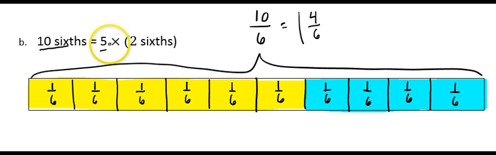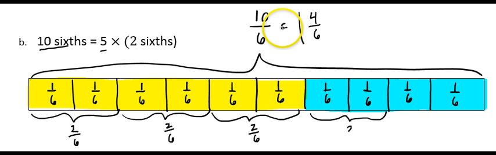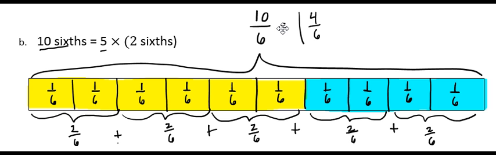Now I'm going to show 5 groups of 2/6. So I'll group these just like I did on the previous problem. Here's 2/6 and another 2/6, another 2/6. Here's my 4th group of 2/6, and finally my 5th group of 2/6. So 10/6 is the same as 2/6 plus 2/6 plus 2/6 plus 2/6 plus 2/6. So you can see how 10/6 is equal to 5 groups of 2/6.